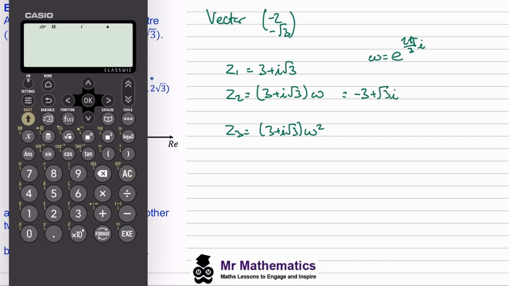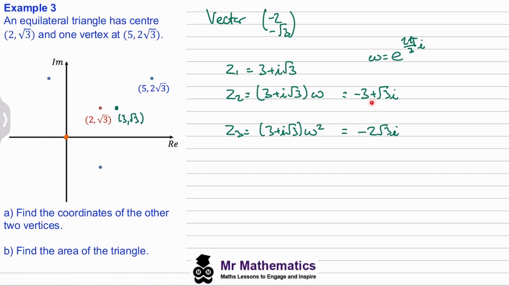If we go back, enter Z1, and now multiply that by a squared, we get the complex number negative 2 root 3 i. So if we plot each of these on the Argand diagram as coordinate pairs, we'll have (-3, √3) and (0, -2√3). That'll be down here.